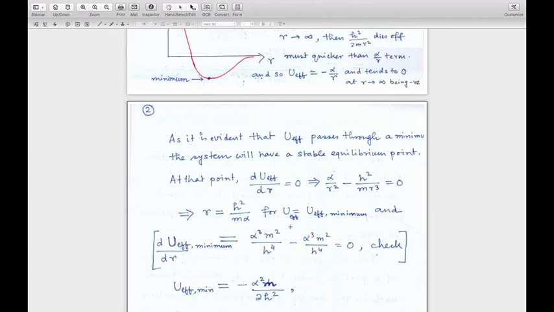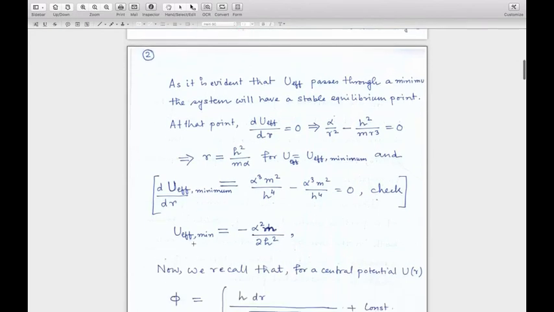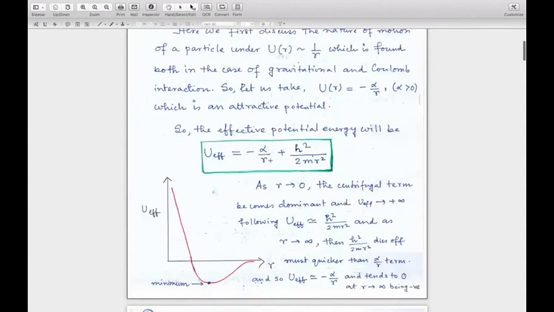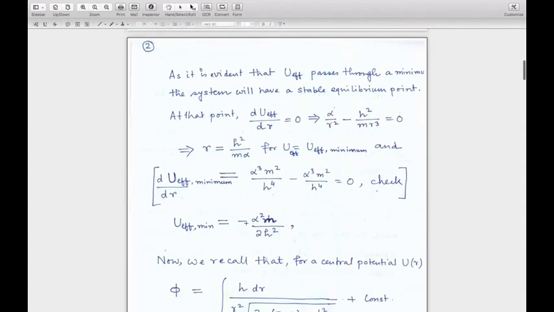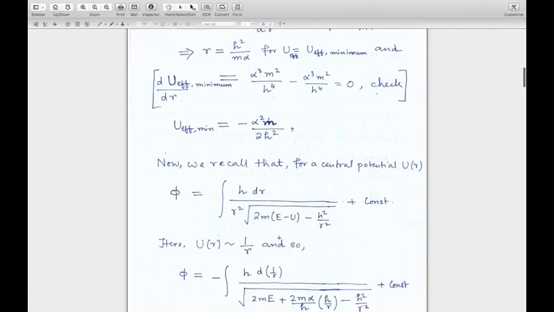And you can cross check that at that point dU effective by dr is 0. If you now calculate the minimum value of U effective, that will be simply U effective at r equal to h square by m alpha. You will see that it will be minus alpha square m by 2h square. Of course, it is a negative value, right?